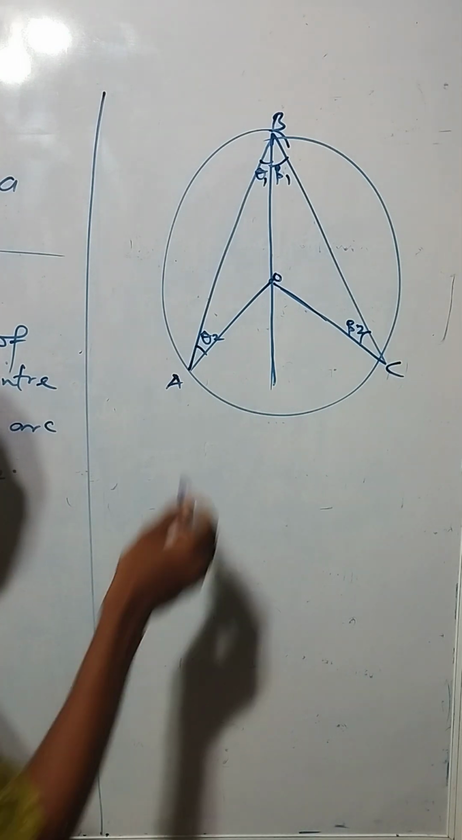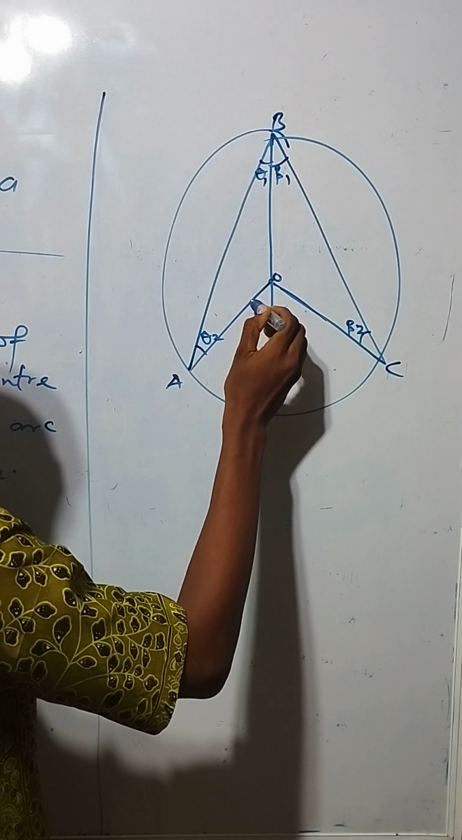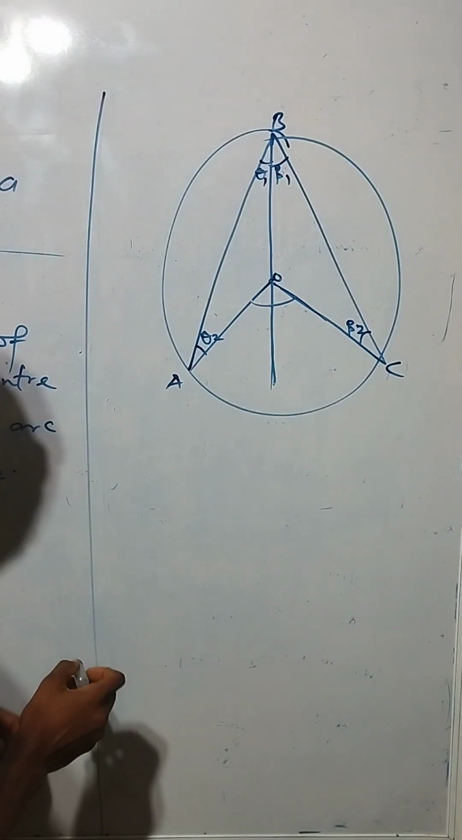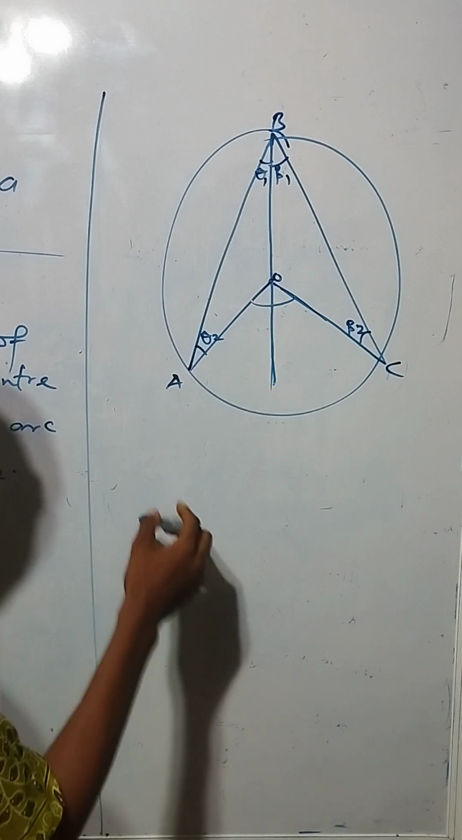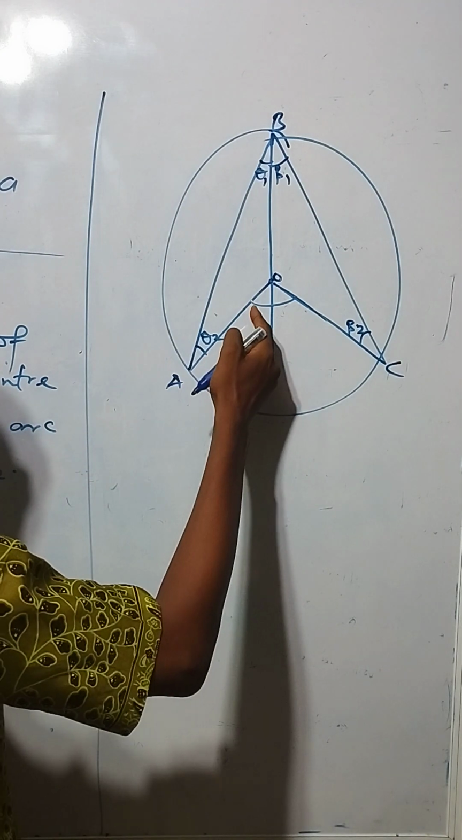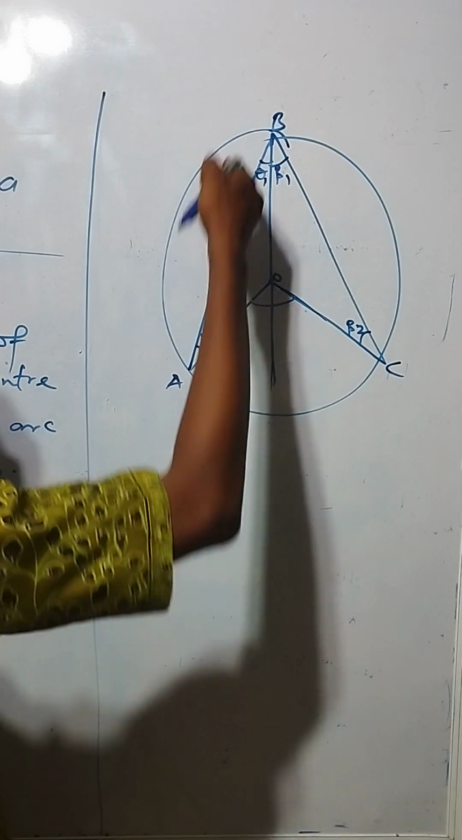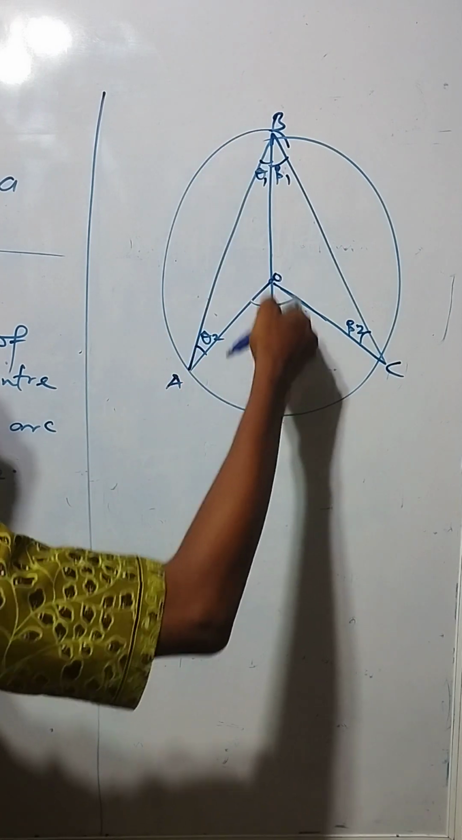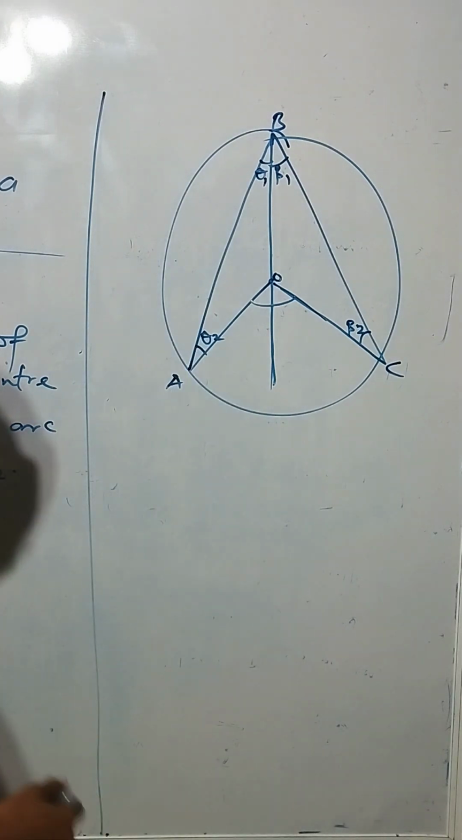So the question is, what is the angle here? What is the angle at this point here? That's why we said that we are trying as much as possible to prove that the angle subtended at the center of the circle is twice the angle at the circumference. The angle at the center is twice the angle subtended at the circumference of the circle.